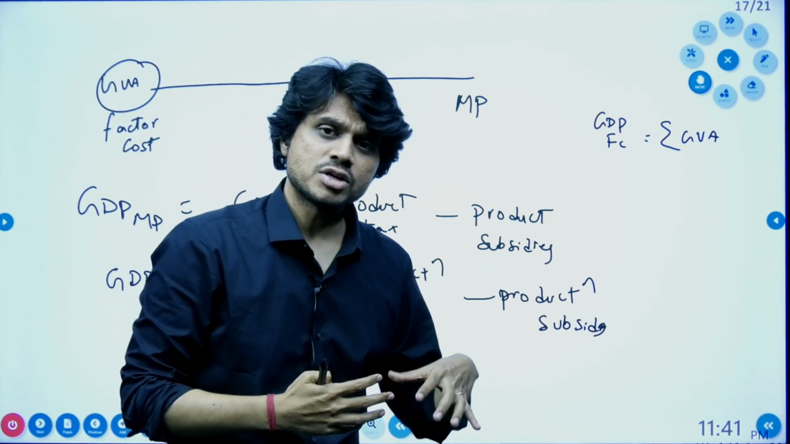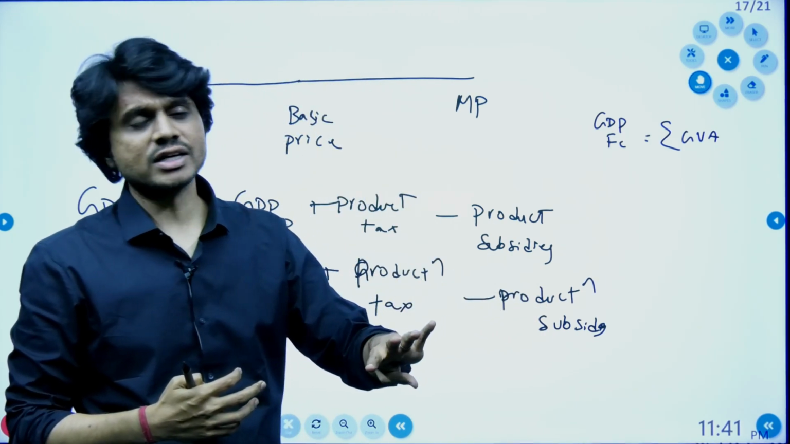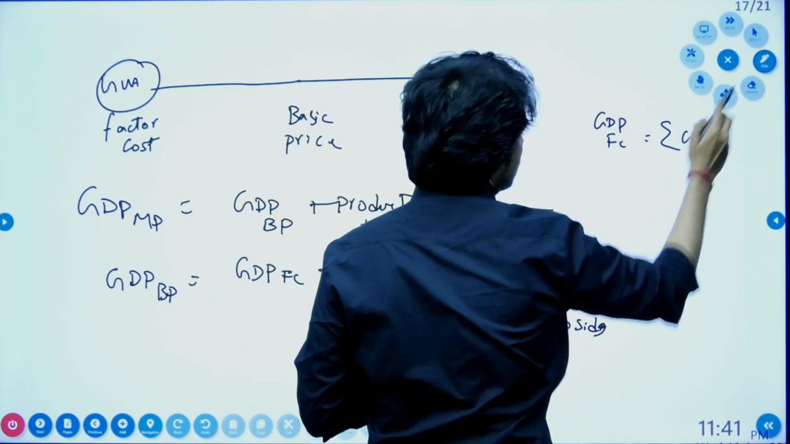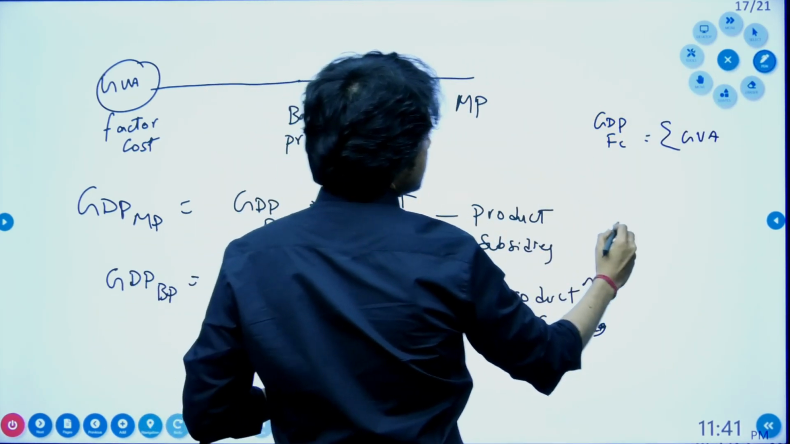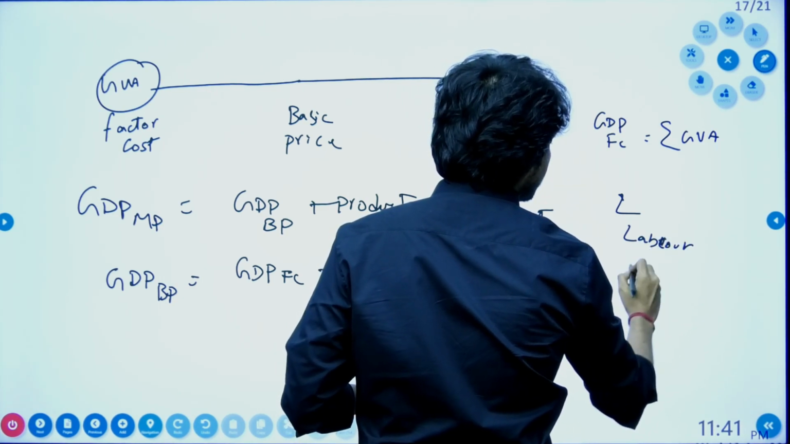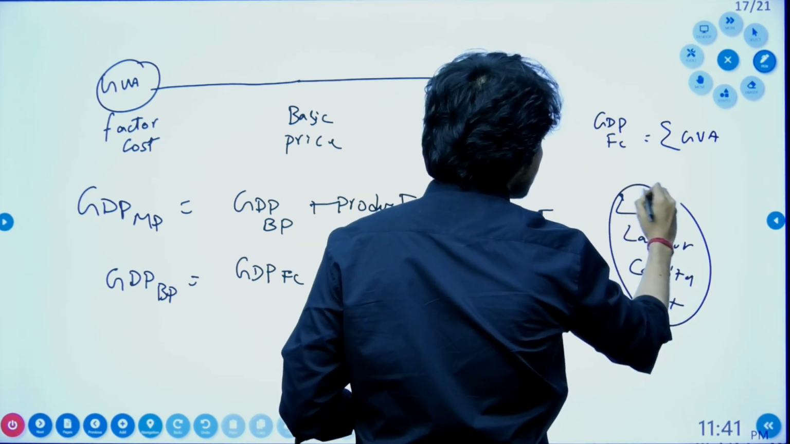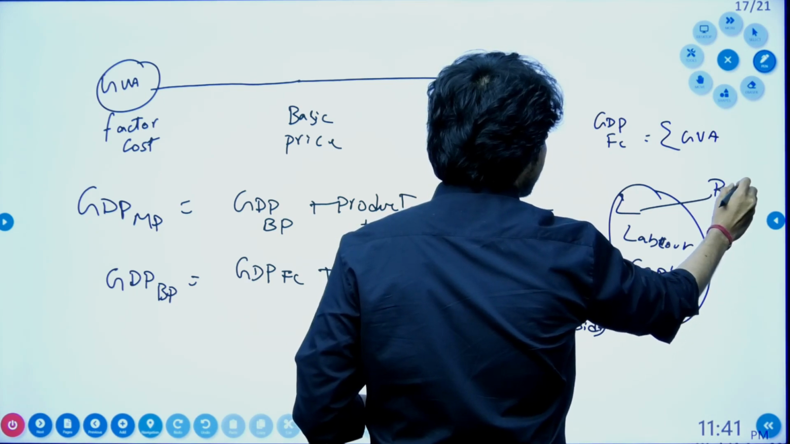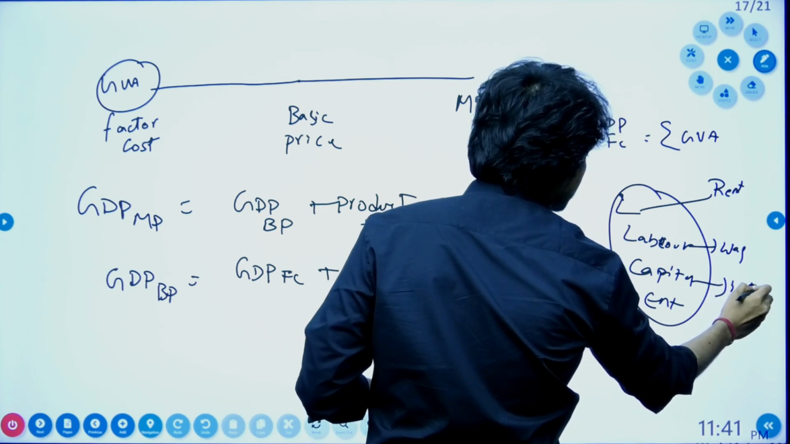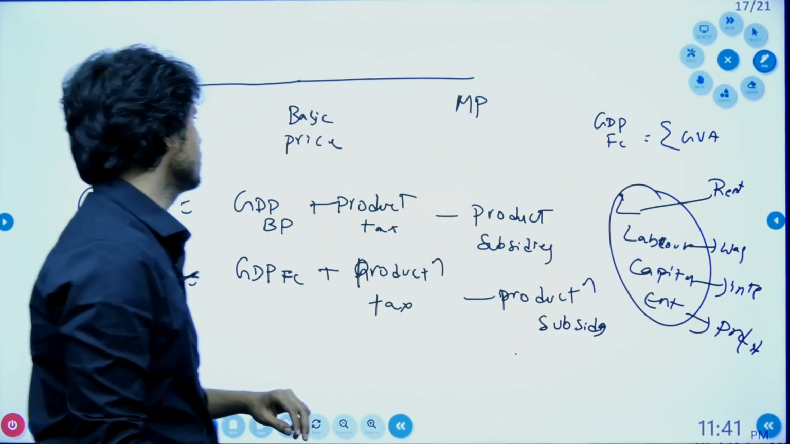There are 4 factors of production, and these 4 factors will receive the revenue, right? Will receive the money. Okay, let me show you. There is land, labor, capital, and entrepreneurship. These are the 4 factors of production. This land will give the rent, this labor will get the wages, this capital will get the interest, and this entrepreneur will get the profit. These are the 4 factors of production, basic level of economics you might have already studied.